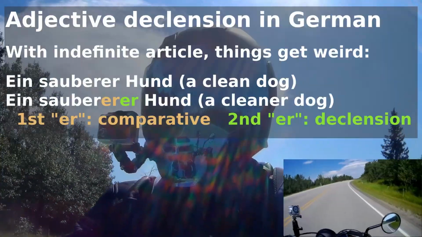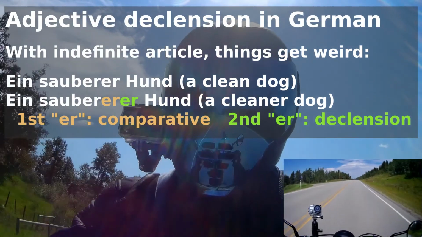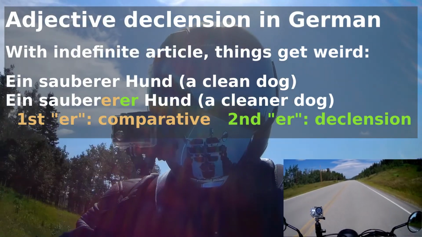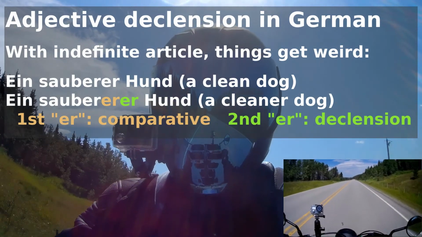Okay, if you want to say a cleaner dog, it's ein sauberer Hund. What? Yes, it sounds like you're trying to jumpstart a 1950s engine, but it's legit. The first er is built into the adjective, sauber. The second er is the comparative. It means more. The third er is the declension word ending, sauberer Hund.